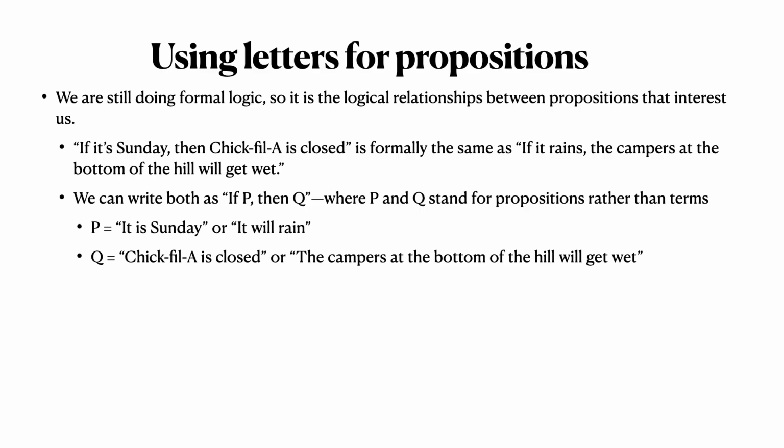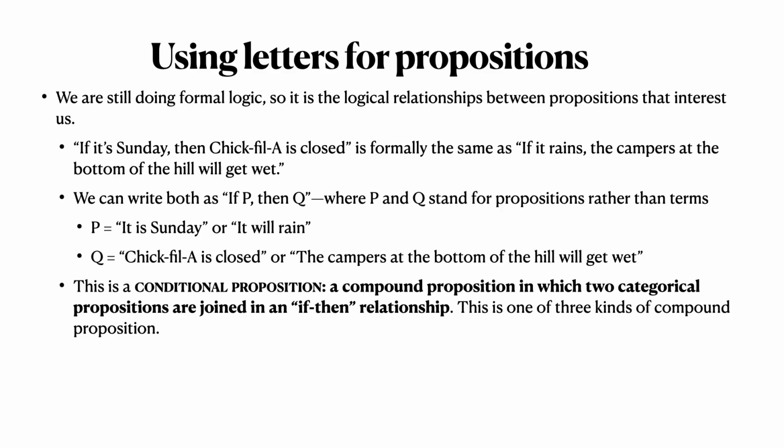In the first example I gave, if it's Sunday, then Chick-fil-A is closed. That is the first of those two alternatives I gave you. P is it is Sunday. If P, then Q, Chick-fil-A is closed. Or in the second example, if it rains, P, then Q, the campers at the bottom of the hill will get wet. Whether P is true or whether Q is true, I can't say. But the assertion here is that if P is true, then Q must be true.